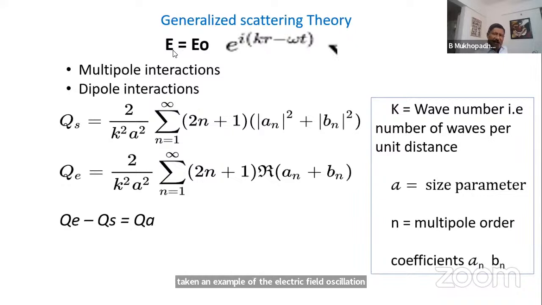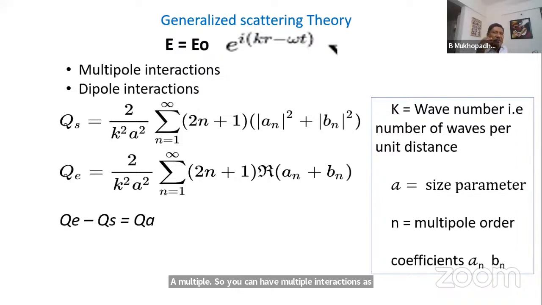Now, this electric field interacts with matter. When it interacts with matter, what is matter, after all? A matter can be a dipole with a positive and a negative charge separation. Some molecules, some of the particles, can be a dipole, or they can be more complex, a multipole. So you can have multipole interactions as well as dipole interactions.